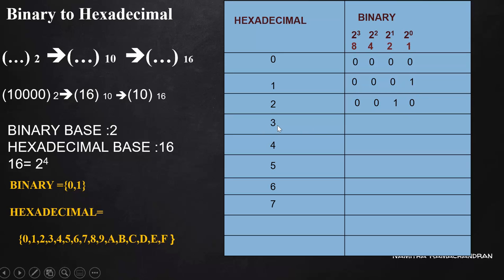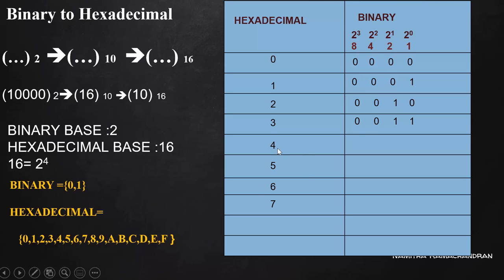So for 3, how to get 3? 2 plus 1 is 3. So the binary equivalent of hexadecimal 3 is 0, 0, 1, 1. The 2 position and the 1 position contain value 1, and the remaining are kept as 0s.